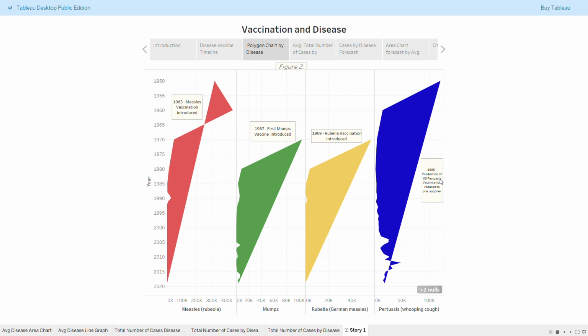We can also see over here, even with the scare and the reduction in the supply of the vaccines for pertussis, it was reduced to 1 supplier in 1985 in the United States, we can still see this sharp decrease in the prevalence of the disease due to the vaccine's effectiveness. We can see down here, there's a slight increase, but as I said, over time, large decrease.